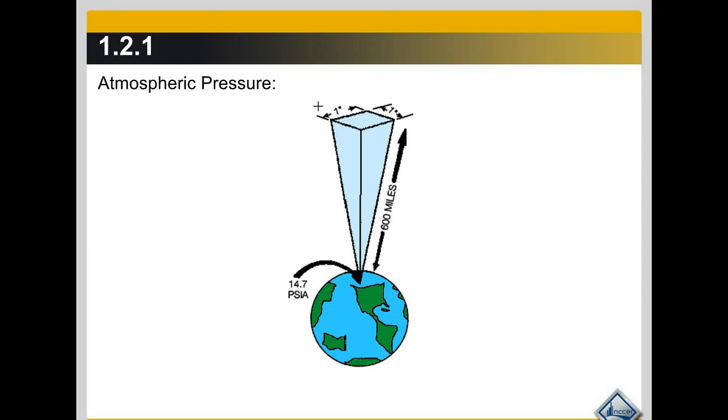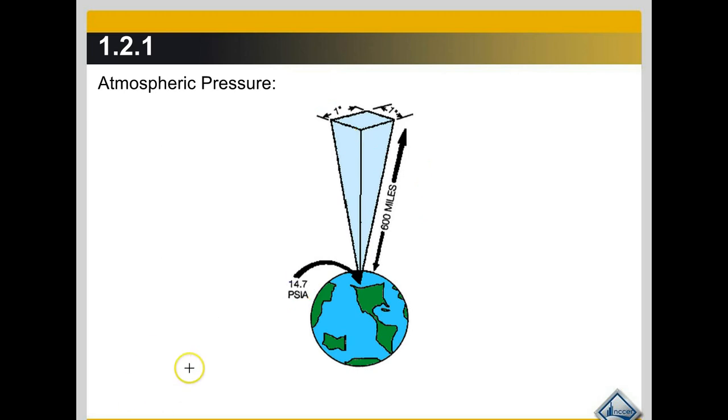So, atmospheric pressure. Our atmosphere extends out about 600 miles from the surface of the earth. These molecules of air in a 1 inch by 1 inch square column, if you can picture that, going up 600 miles, this column right here weighs 14.7 pounds per square inch.